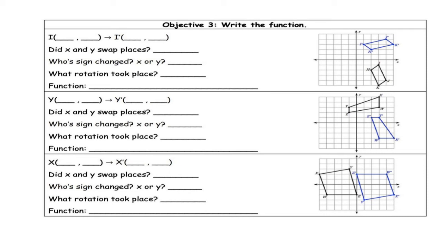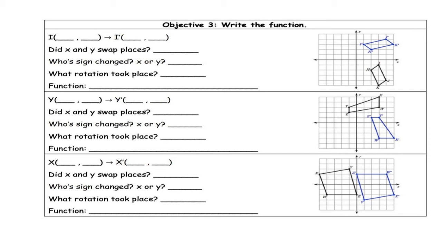So what we're going to do is we're going to first just pick one of the original points, so I in this case, and then we're going to write our I prime or our image, right? And then we're going to see if X and Y swapped, right? If they don't swap, then we know it's got to be 180 degrees. If it does swap, it can be 90 or 270, right? And then we can see by whose signs change whether it's 270 or 90 degrees.